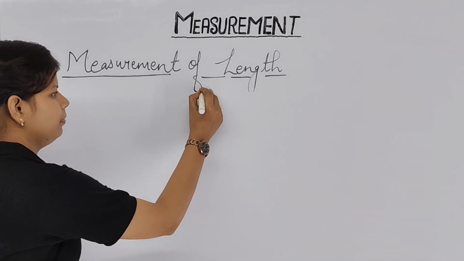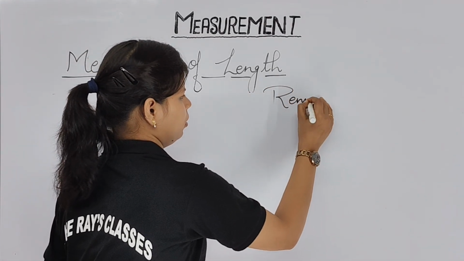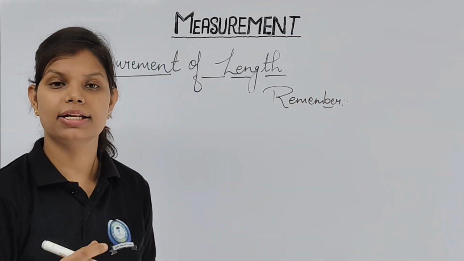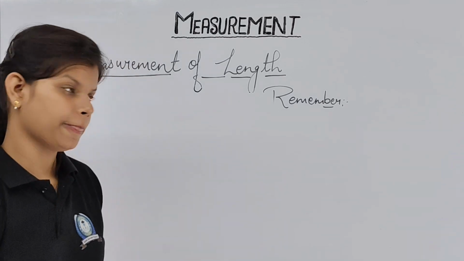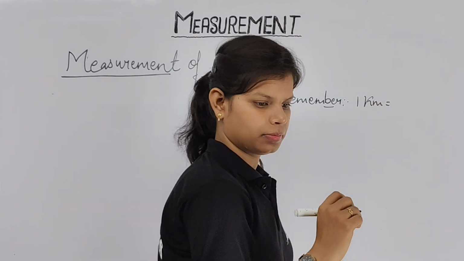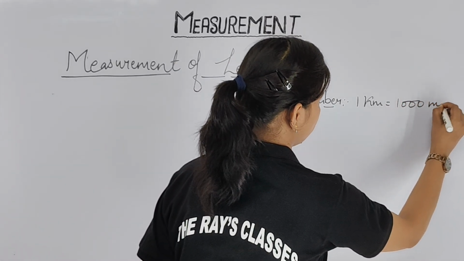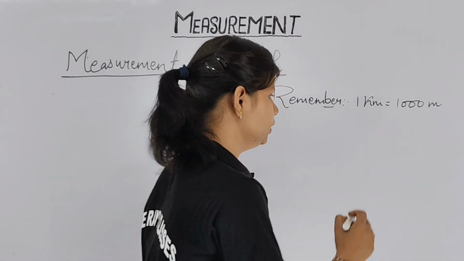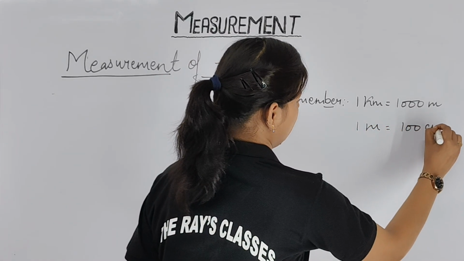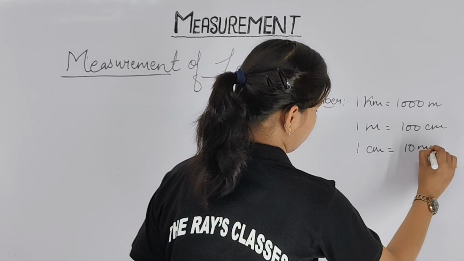Remember, as per your reference, I am going to write it here. You know very well what the points to be remembered are. Please give your valuable answer in the comment section. 1 kilometer equals what? 1 kilometer equals 1000 meter. Clear? Second, 1 meter equals what? 100 centimeter, and 1 centimeter equals what? 10 millimeter.